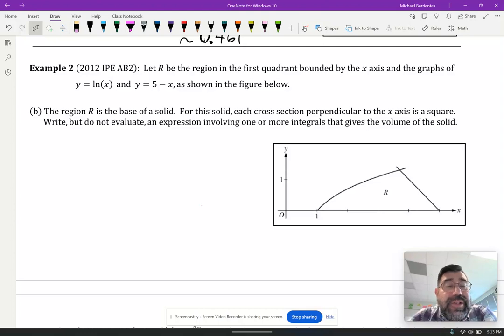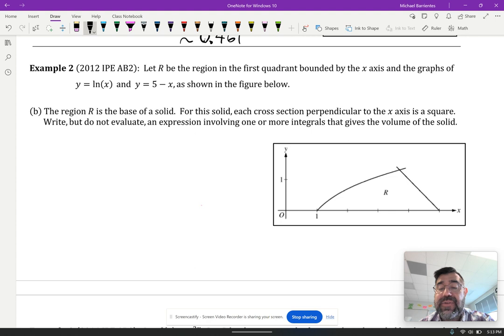All right, good people. We're looking at another example of finding volumes of solids created by cross sections, right? So let's read example number 2 here. R is the region in the first quadrant, so that narrows down my graph. It's only looking at the first quadrant, bounded by the x-axis and the graphs of natural log of x and y equals 5 minus x.